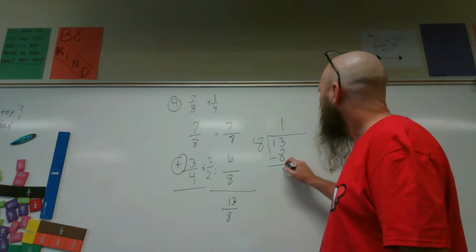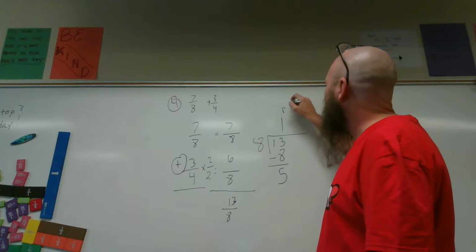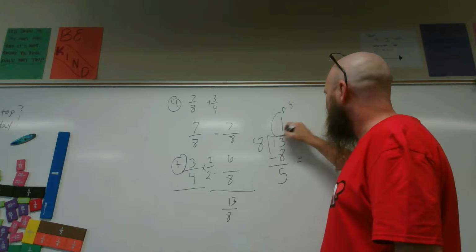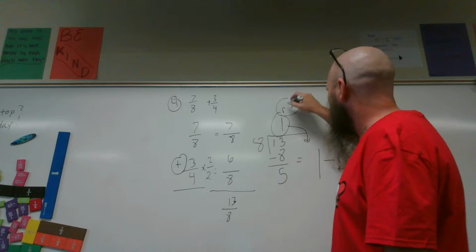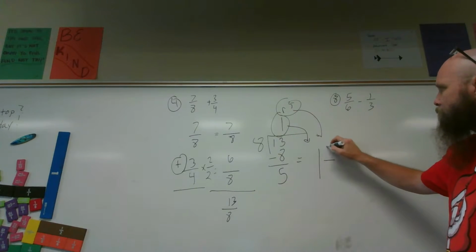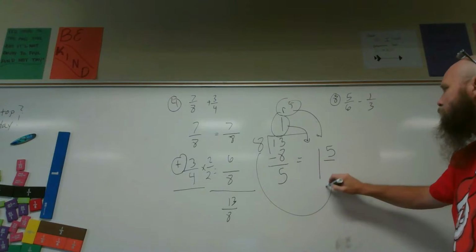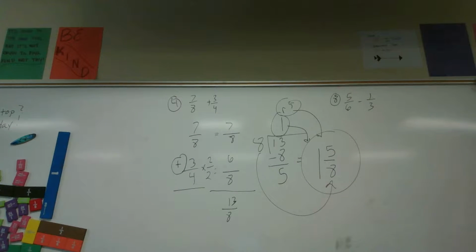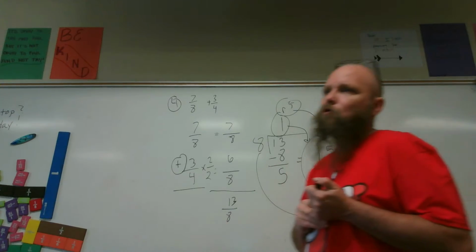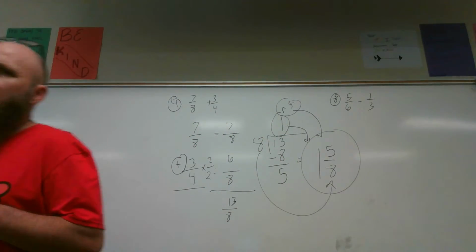5. So I have one remainder 5. My quotient is my whole number, so I have 1. My remainder is my numerator, so that's 5. My denominator stays the same. So I have 1 and 5/8. 5/8 cannot be simplified. That is already in lowest terms. So that is number 4.